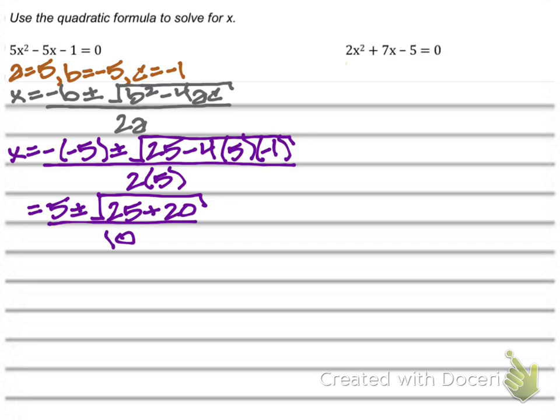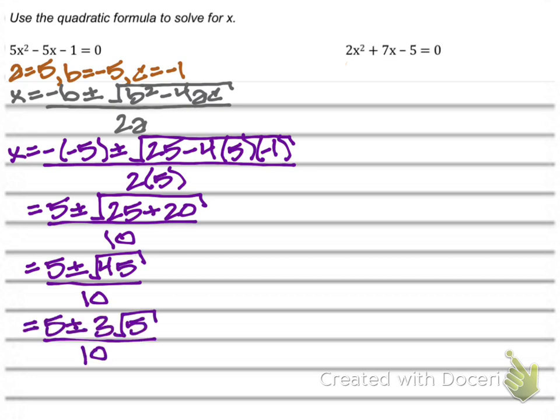Now we're just going to clean it up. We have a negative times a negative 5, so that's a positive 5. We end up with the square root of 25 plus 20 all over 10. 25 plus 20 is 45. Now I want to clean up that square root of 45. So remember that 45 is 9 times 5, and the square root of 9 is 3, so I can pull that out. When I write that answer in Alex, just like the other stuff, we can't put plus or minus in Alex, so you have to write 2 answers.